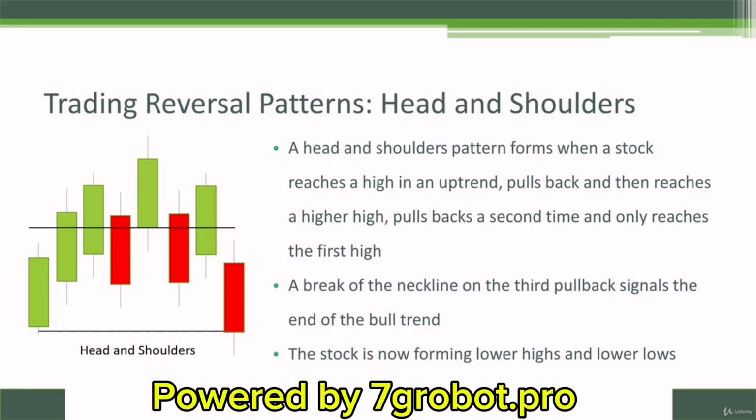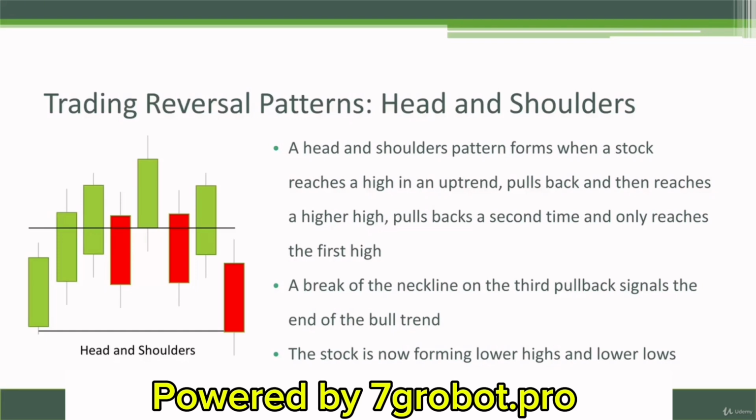And at this point, the uptrend is intact as we're making higher highs and higher lows. The stock then pulls back a second time, attempts to make another high, and is only able to climb as high as the first high in the pattern. So it's now in the process of making a lower high after this second pullback, and then the stock continues to make a lower low when it breaks through the neckline of the pattern. And the neckline is the trough of the first two pullbacks.